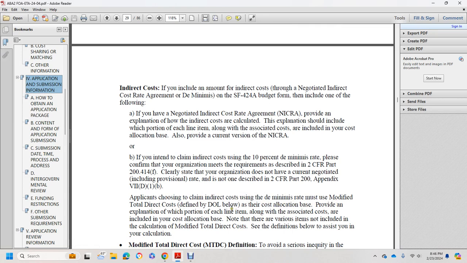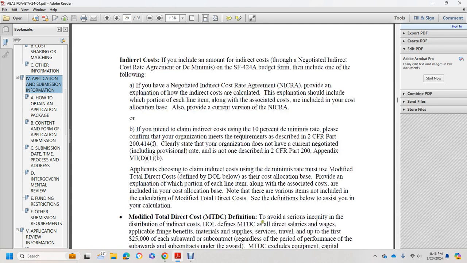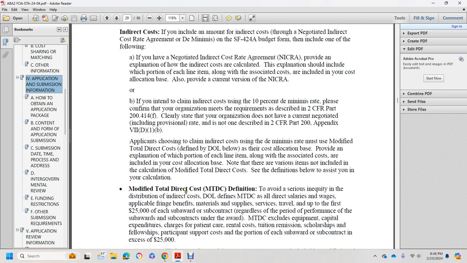Provide an explanation of the proportion of each line item, along with the associated costs, included in the cost allocation base, and the various items not included in the calculation of modified total direct costs. See the definition below to assist with your calculation. Modified total direct cost definition: to avoid serious inequity in the distribution of indirect costs, the Department of Labor defines modified total direct costs as all direct salaries and wages, applicable fringe benefits, materials and supplies, services, travel, and up to the first $25,000 of each sub-award or subcontract, regardless of the period of performance of the sub-awards and subcontracts under the award.